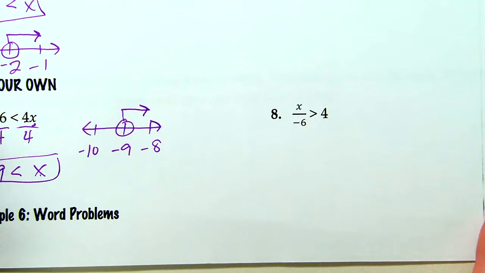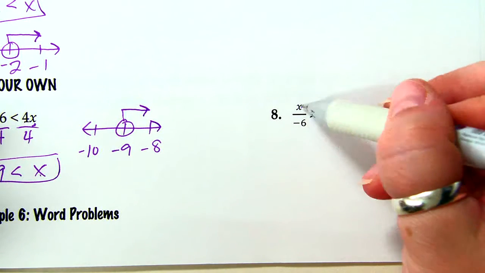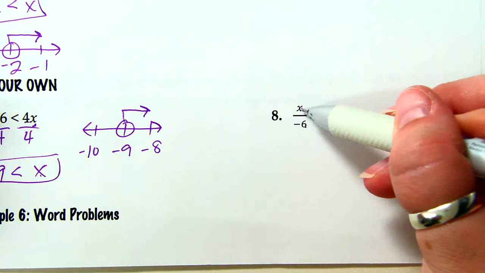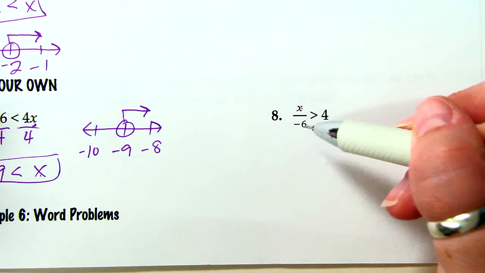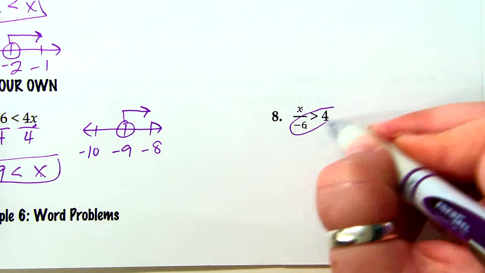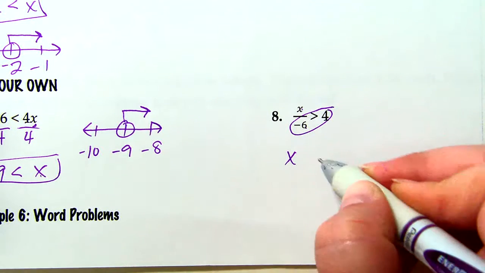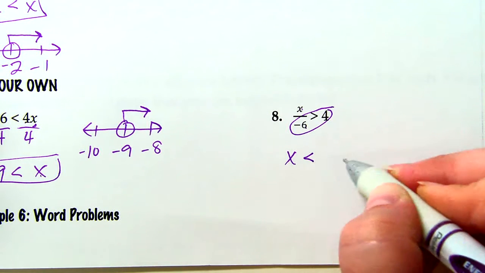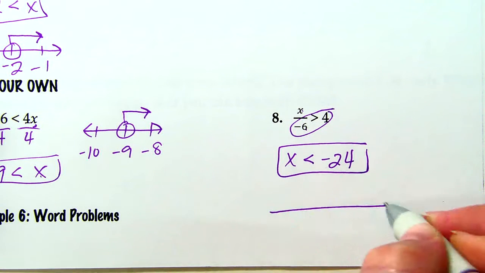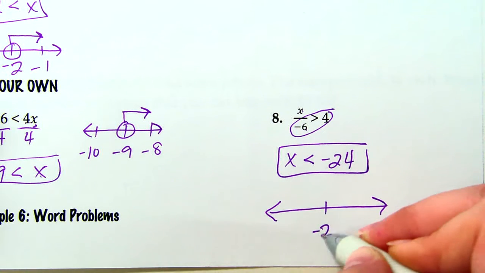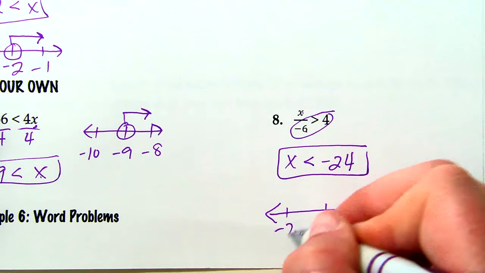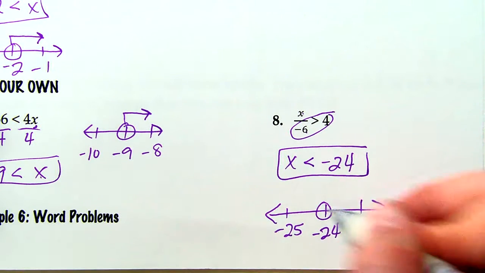Number 8, because the number attached to the variable is negative this time, so attached means it's stuck to it like -6x, or it's within the same fraction. So because the one attached to the variable is negative, we're going to flip after we multiply this, or before. So flip the sign, and then when you multiply you get -24, and then graph. So you've got -24 in the middle, one bigger, one smaller. So it has a circle and is less than.